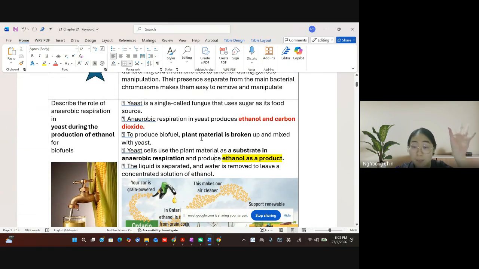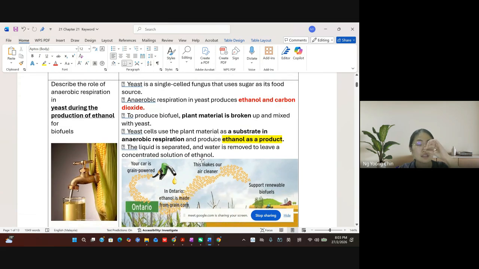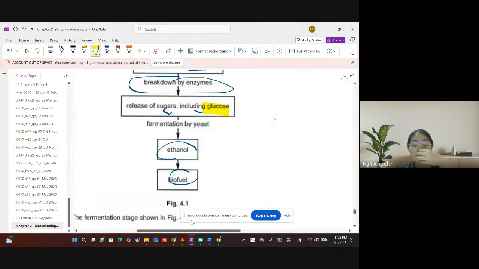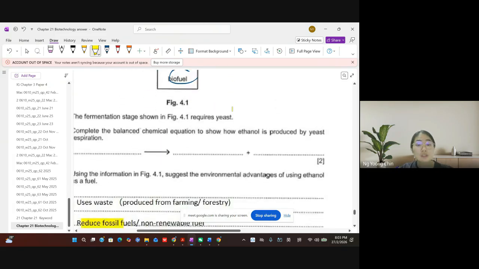Okay, so you clear about it, right? How the biofuel is being processed. You need to be very clear: the plant material is broken down by the enzyme, then mixed with the yeast. And then the yeast can use the glucose as the source for anaerobic respiration and produce ethanol as a byproduct. So that's why they undergo yeast fermentation after the glucose is produced.